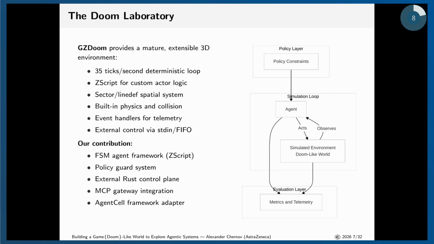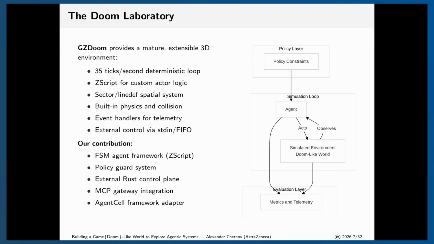So why are we using Doom as a laboratory? GZDoom provides a mature, extensible 3D environment. We use 35 ticks per second as the loop. We use ZScript for custom actor logic, so agents are implemented partially in ZScript, the native language of Doom. We use the sector, line, and depth spatial system. We're building physics and collision, event handlers for telemetry, and external control via standard in and FIFO.